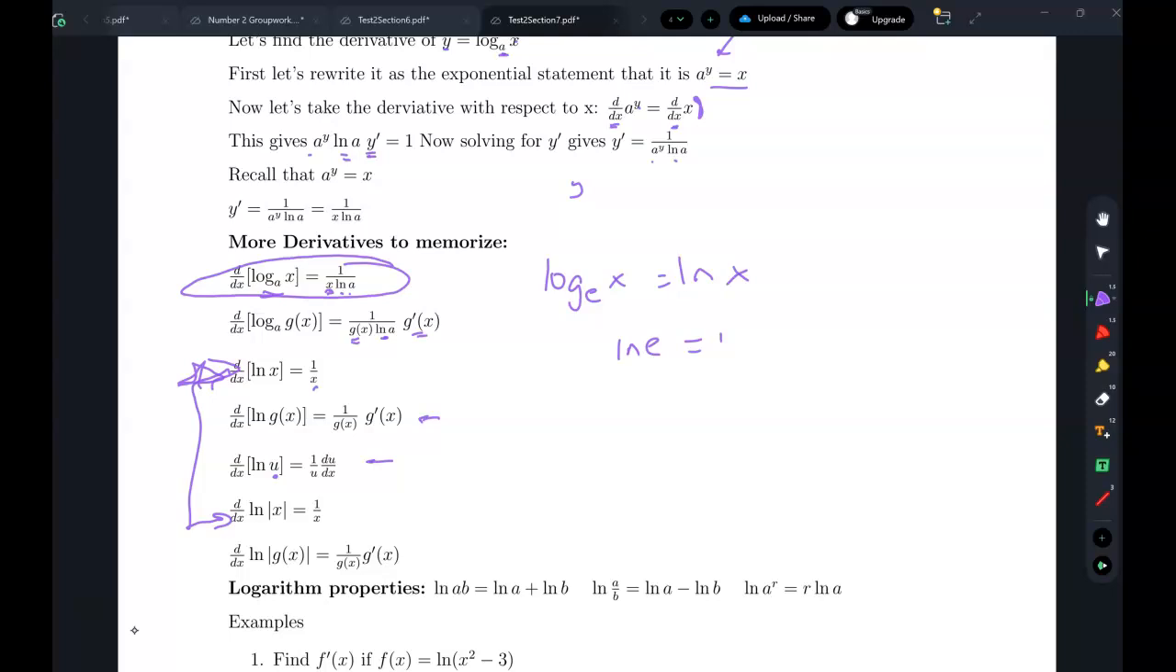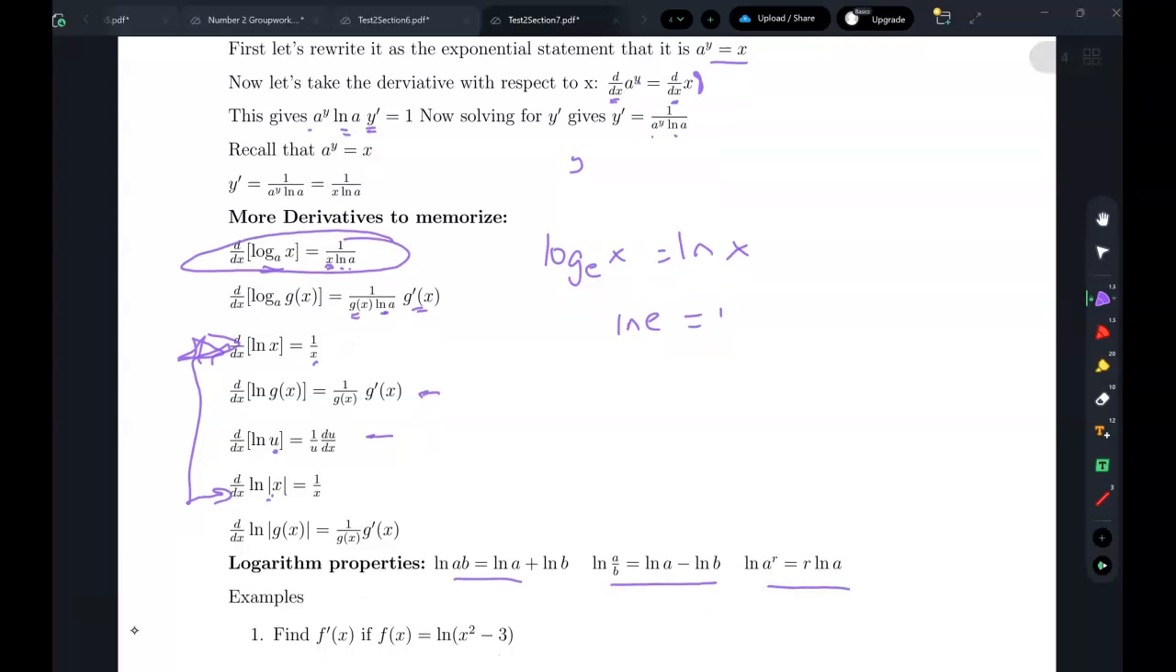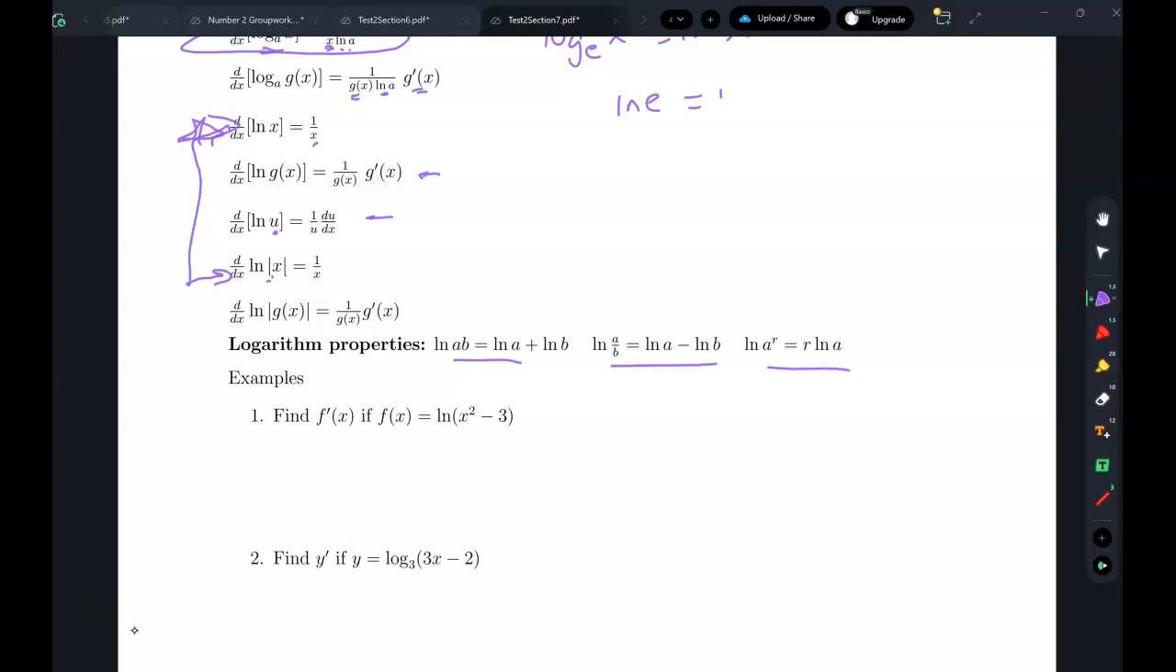So what the deal is, if there's absolute value bars around the argument of the ln, you do not carry the absolute value bars. It's just 1 over x. Same thing if it's ln of absolute value of g of x. You just take 1 over stuff times the derivative of stuff. So these are the very important log properties that you need to know. So let's go start taking a derivative.